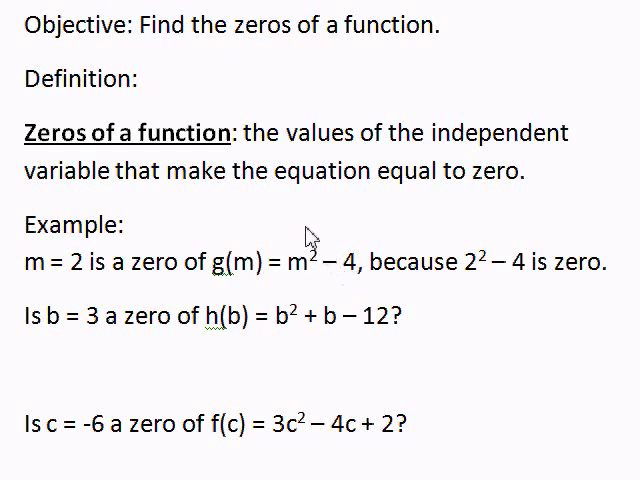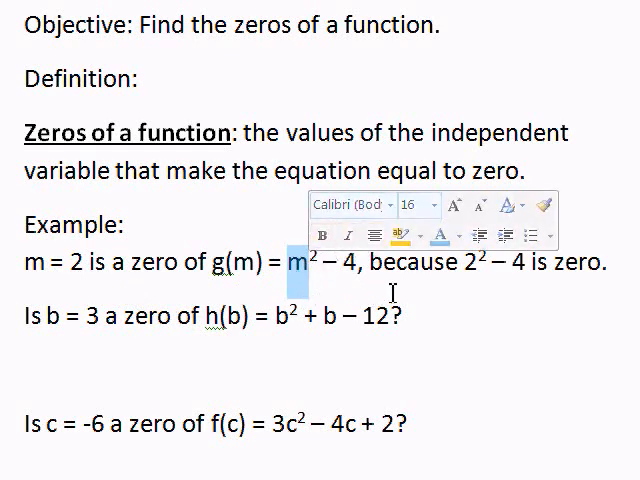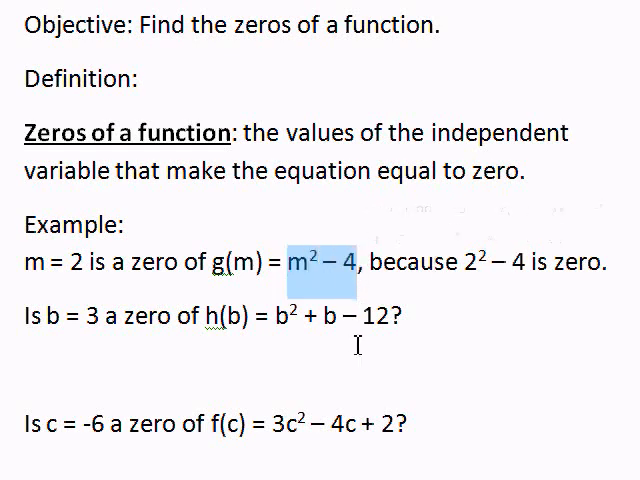To get us started on our first objective, we've got a couple of definitions. The first of which is a zero of a function. A zero of a function is the value or values of the independent variable that make the equation equal to 0. For example, m equals 2. If m is 2, it's a zero of this function right here, because when we substitute 2 in for m on the right hand side of our equation, it makes the right hand side of the equation equal to 0.